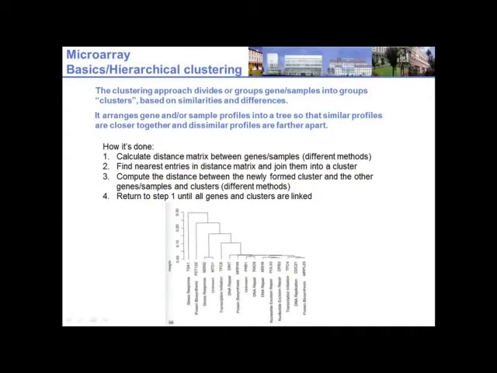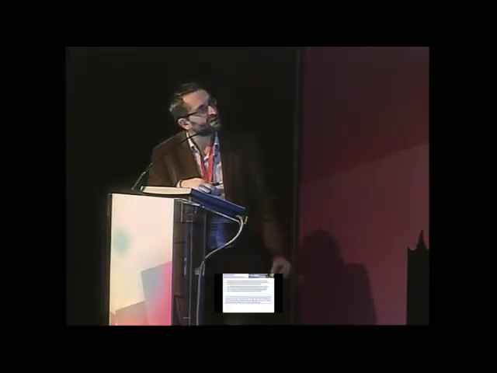And usually you will find also a dendrogram, on the top of the panel and a side dendrogram. This dendrogram represents the relation between samples. In a few words, a dendrogram is a representation of the clustering approach, and this clustering approach will group genes or samples into groups based on similarity and difference between them.